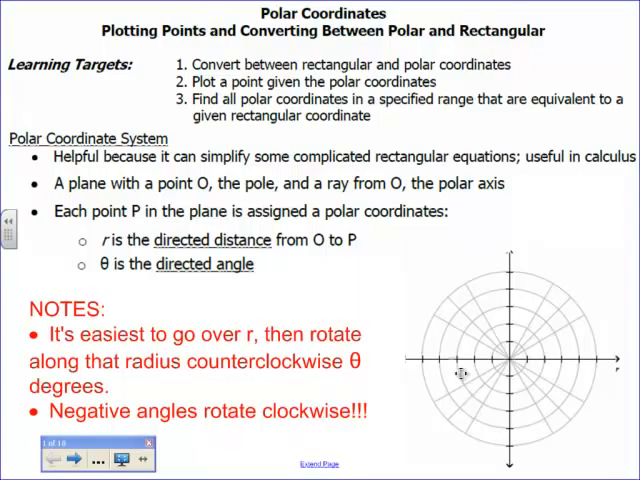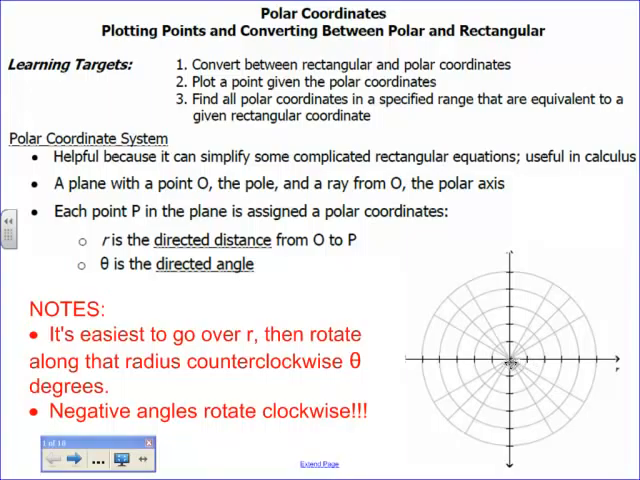Basically, you have a plane with a point O, which is the pole, which we would normally have called the origin, and a ray away from O, the polar axis. So we have the polar axis instead of the x-axis. Each point in the plane is assigned polar coordinates. R is the distance away from O to P. So if you've got a positive R, you'll be moving from O to the right. If you have a negative R, you'll be moving from O to the left. And theta is a directed angle. So remember that positive angles rotate counterclockwise and that negative angles rotate clockwise.